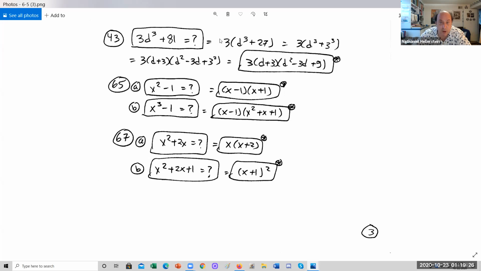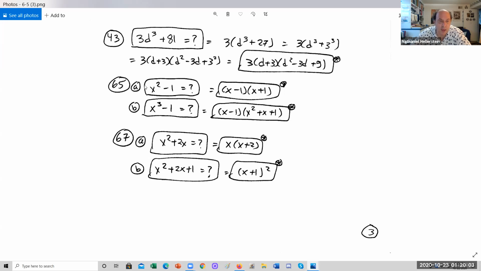So we pull it out: 3 times d cubed plus 27. Now 27 is a cube, namely 3 cubed. So 3 times d cubed plus 3 cubed. Now remember to keep the 3 along all the time. It doesn't disappear just because you're working on the rest of the expression. Okay. Sum of cubes is sum times square minus product plus square. Then we do one extra step where we square this out, and you get 3 times d plus 3, and this becomes d squared minus 3d plus 9. So there's that answer.